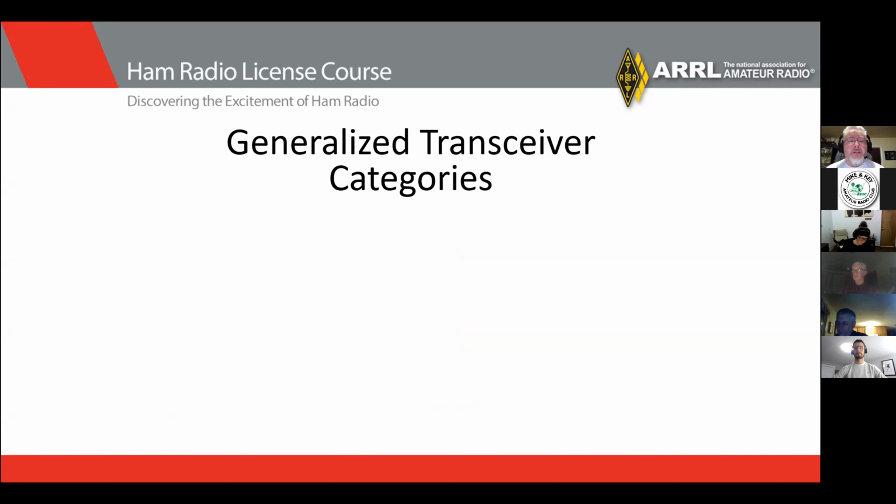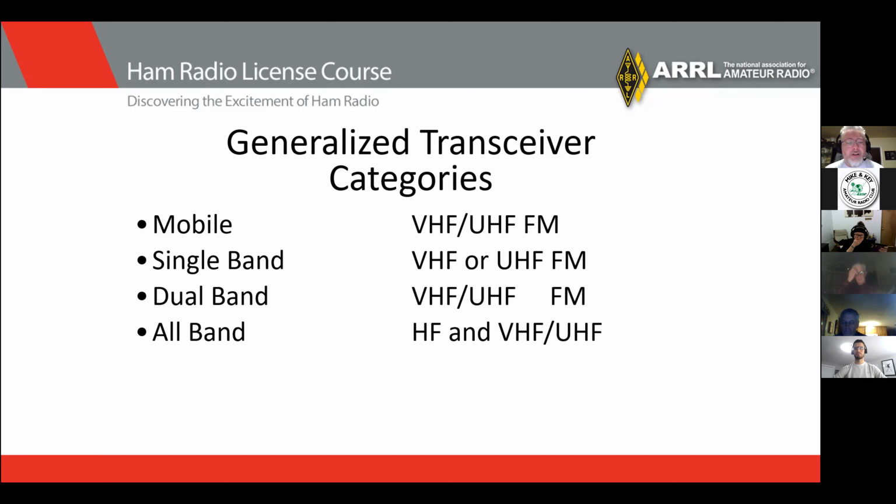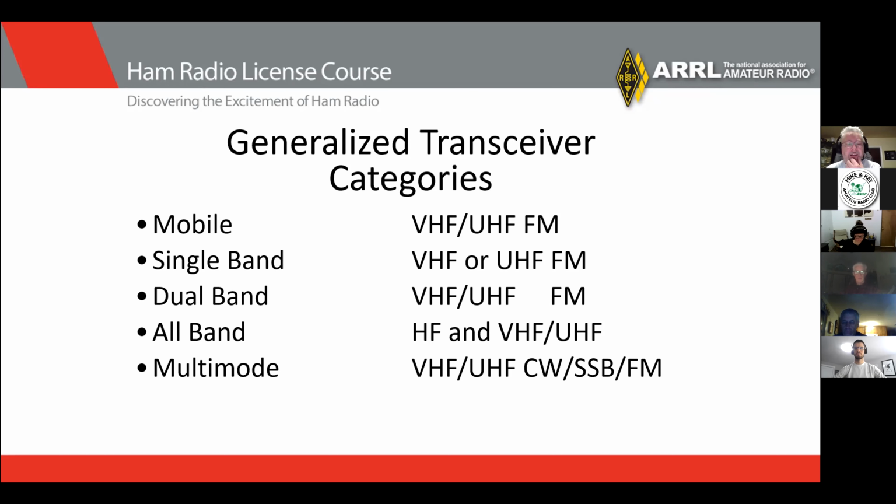Generalized transceiver categories: a mobile, which is usually VHF, UHF, FM. Single sideband, usually VHF, or VHF FM. Dual bands, most common are VHF and UHF combos. And then there's all band, which would be an HF with VHF and UHF. And then multi-mode, which would give you VHF, UHF that also has CW, single sideband, and FM modes. And then your good old handy talkies, or HTs.